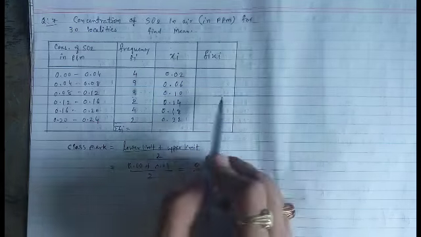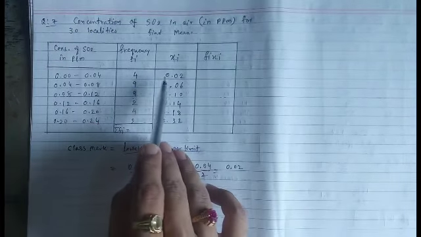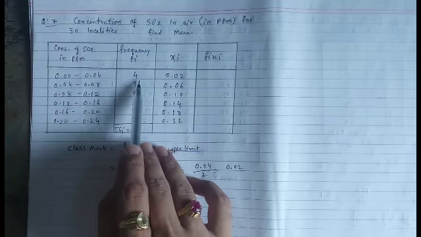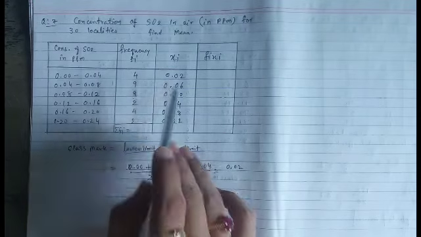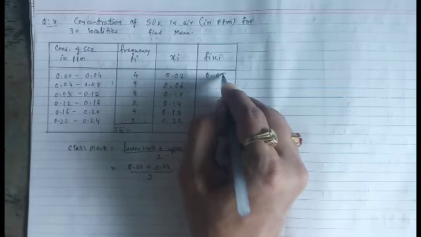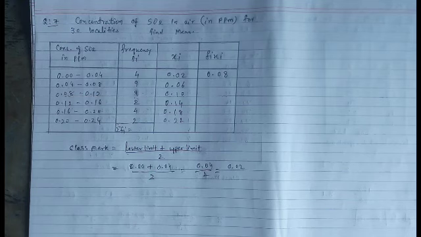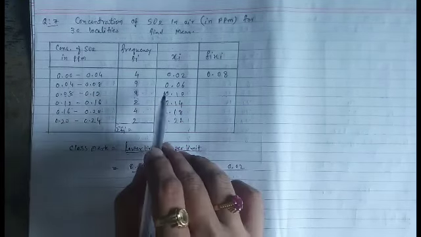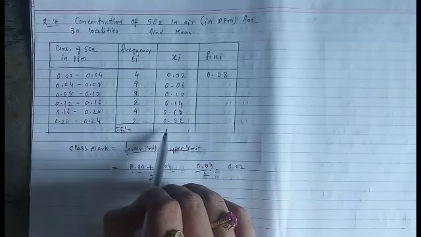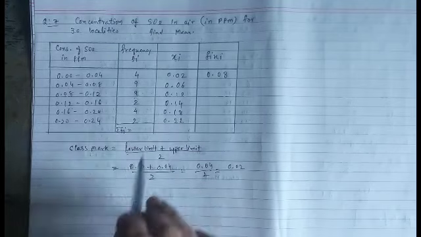Now you have to get Fi Xi. Fi Xi is the multiplication of Fi and Xi. The first one will be 4 multiplied by 0.02. 4 into 2 will be 8, that is 0.08. The further you have to do yourself, multiply all these terms. You have to be careful while multiplying these terms because here we have decimal fractions. So carefully do this multiplication and then check it.